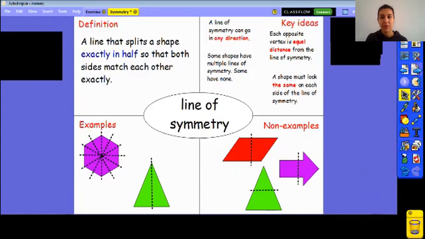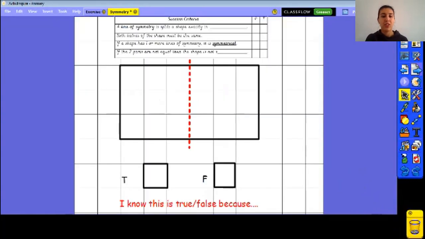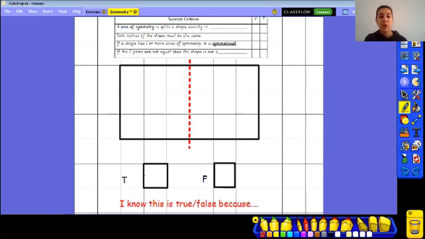Fantastic, well done. I know that was really tricky. So what we're going to do is start off by reviewing our success criteria and then ticking true or false to show whether it's a line of symmetry or not. A line of symmetry splits a shape exactly in half. Well done. Both halves of the shape must be the same.